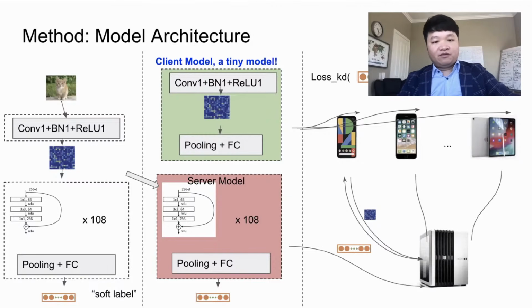So with this learning framework, we can cut the ResNet into two portions and only put the few layers on the client side, loading them onto, for example, iPads and smartphones, and then put the large portion onto the GPU cluster to accelerate the training.